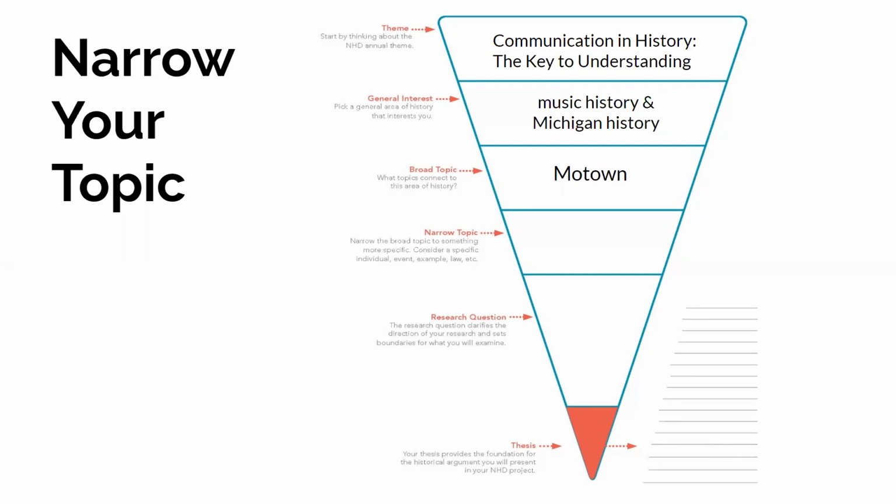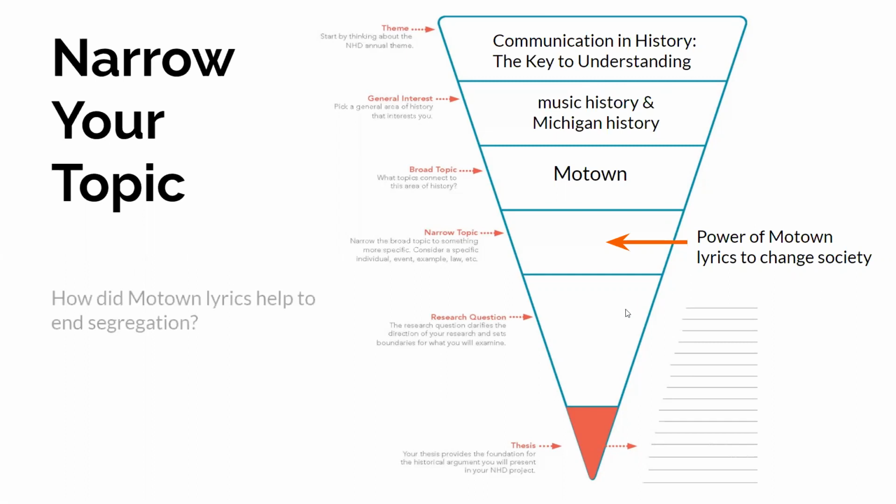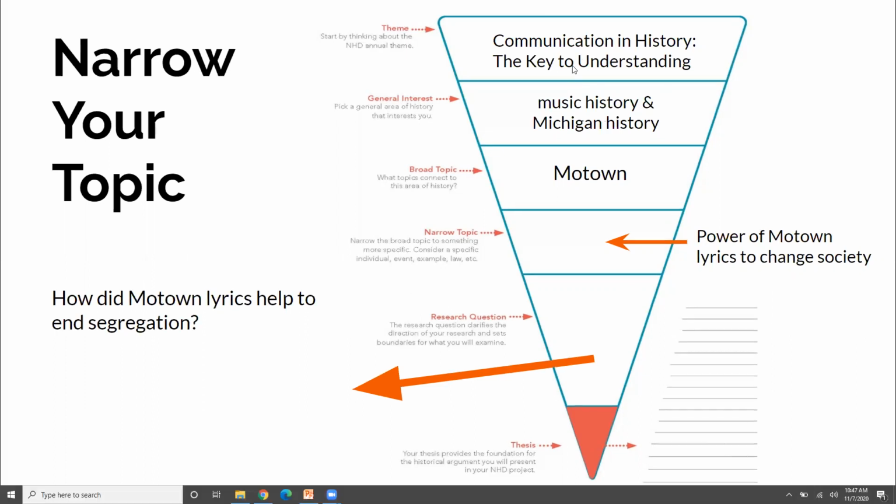So I've got to narrow it down. I'm going to narrow it to the power of Motown lyrics to change society, because that's talking about the communication of lyrics and what it's doing. It's helping us understand how it changed society. And then I've got to create a research question. So my first research question might be, how did Motown lyrics help to end segregation? That's a pretty broad question. I could spend a whole lot of time doing that, and it might help me, but it may not get me to what I specifically need.